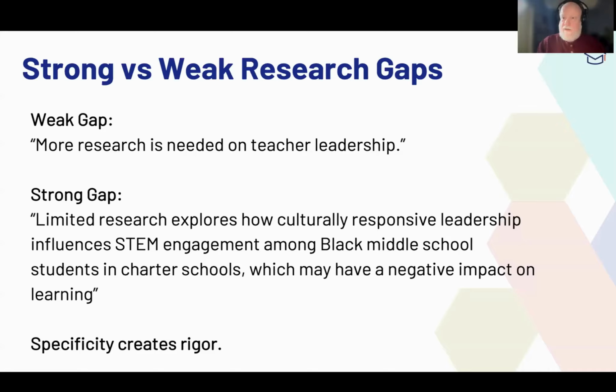And for a gap, it's not good enough just to say something is missing in the literature. Yes, that's an academic problem, a problem for PhDs and scholars. But what's the actual problem? In this case, the actual problem is that teachers' and students' learning may be impacted in a negative way. So there are two parts to a well-written problem statement. One, it needs to be something that needs further work. And two, you need to actually explain what the problem is. So specificity creates rigor.